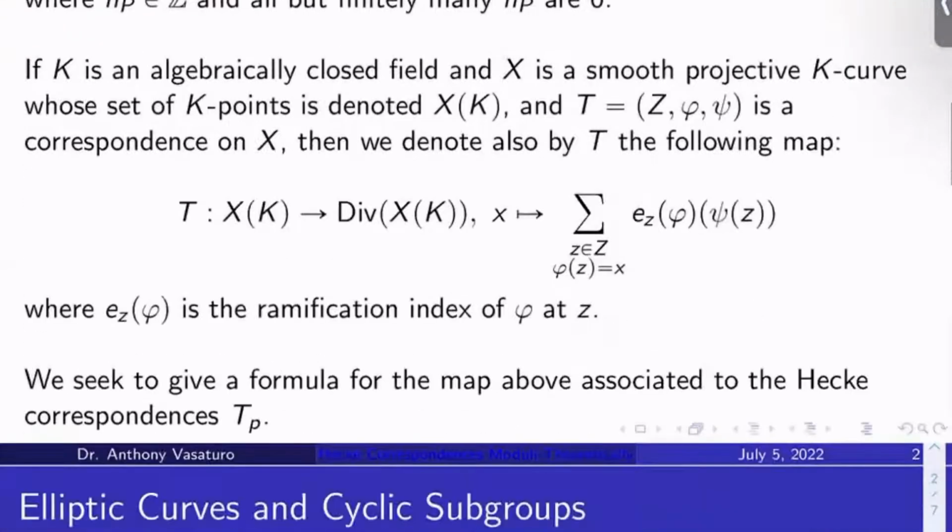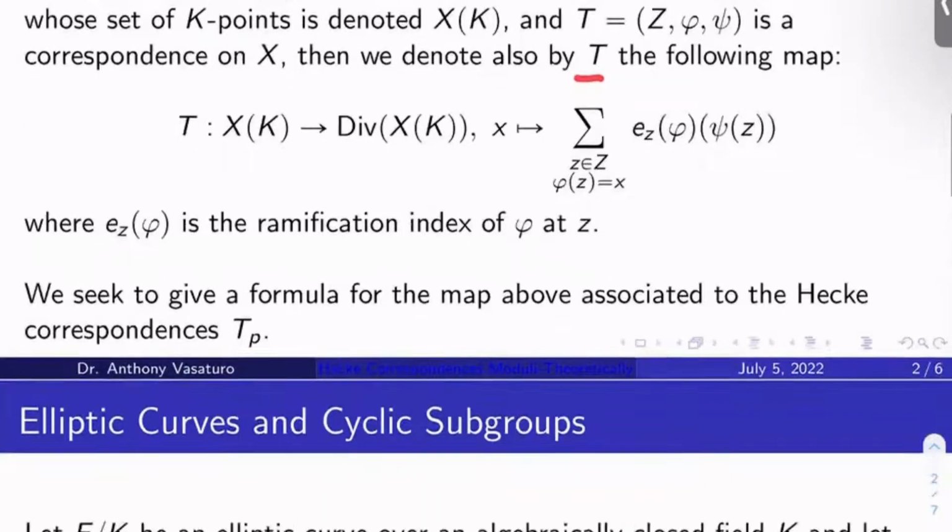Okay, so let's let k be an algebraically closed field. Let's let X be a smooth projective k-curve whose set of k-points is denoted X(k). We're going to use this notation a lot. Let's let T be the triple (Z, phi, psi). That's just going to be a correspondence on X, defined last video. We'll denote also by T the following map. It'll be a map from the k-points of X to the divisor group of the k-points of X, and it'll send a point x in X to the sum over z in Z such that phi(z) is x, of the ramification index of phi at z times the formal point (psi(z)).